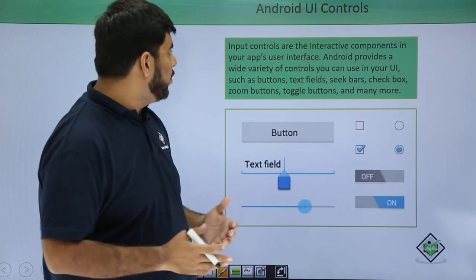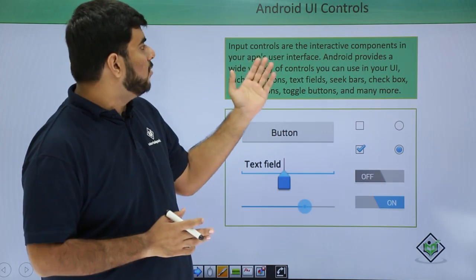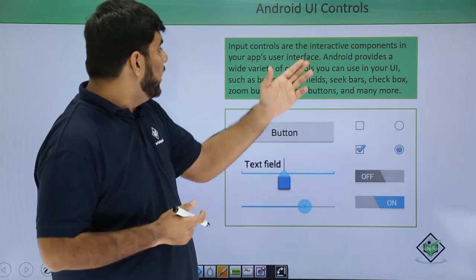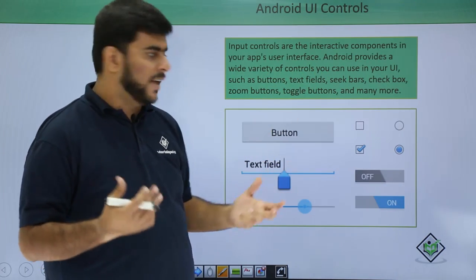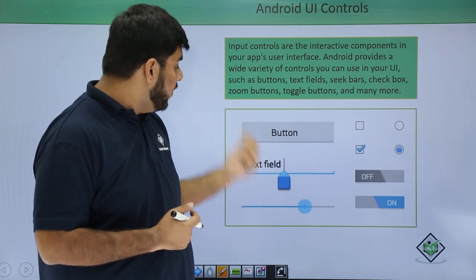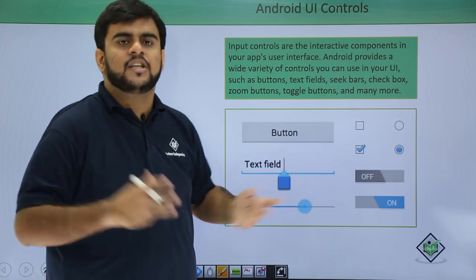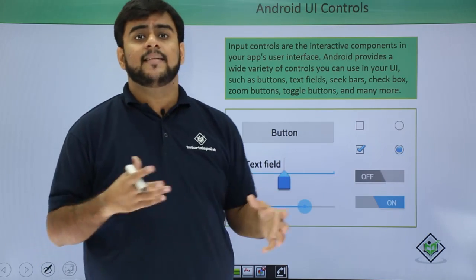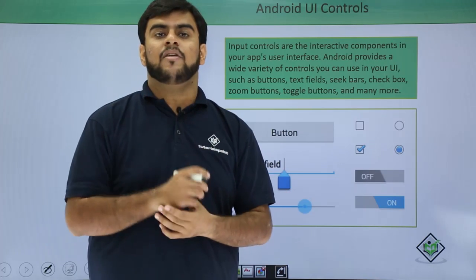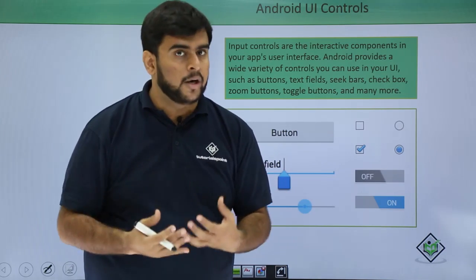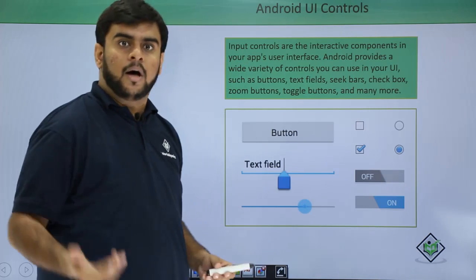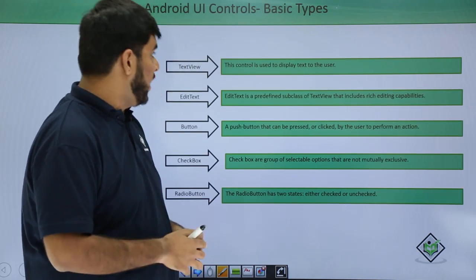So now, what's a UI? User input controls are the interactive components in the app's UI, and we have a variety of them, like button, checkboxes, radio button, toggle button, edit text, seek bar and progress bar. Now, why do we need these particular UI controls? We need controls because the application should respond to a particular user input. So now let's start with the types of UI controls available in Android.